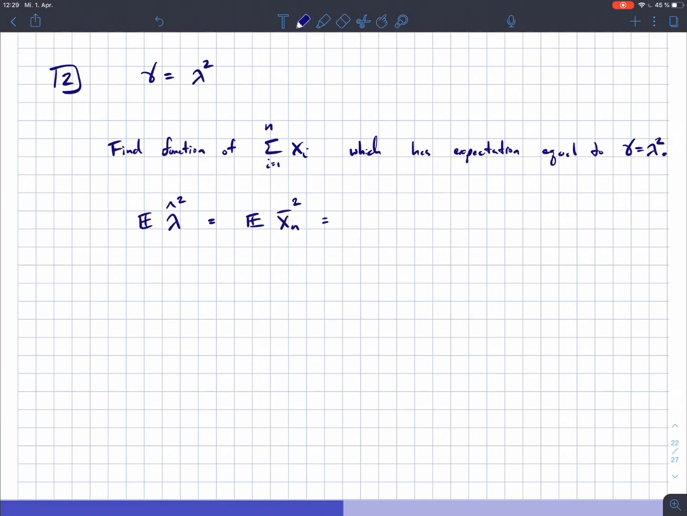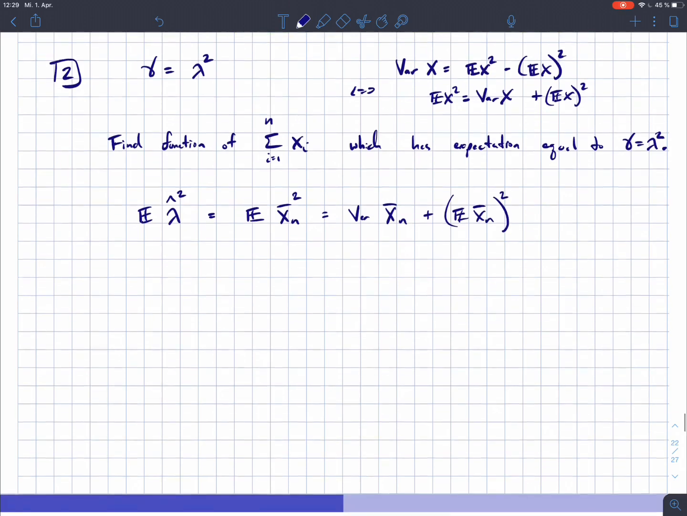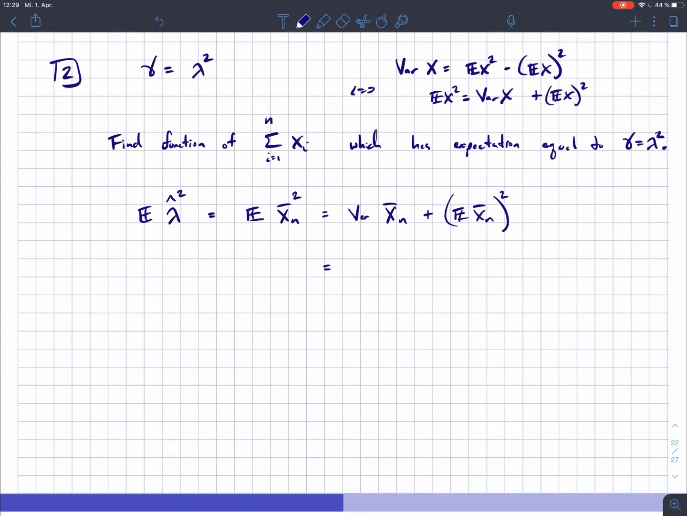Well, we should remember that the variance of something is equal to the second moment minus the square of the first moment. So we can rearrange that to get that the second moment is equal to the variance plus the first moment squared. So I'm going to write variance of x bar plus expected value of x bar squared.